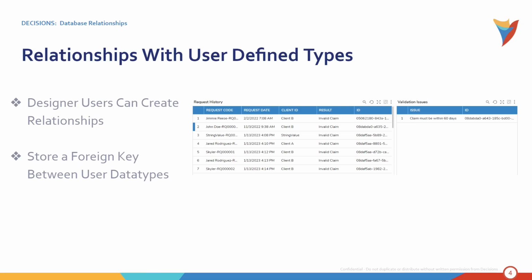Now, what you can do with relationships is say, hey, since I know the ID of the request history is stored in the request ID field of the validation history, I'm going to add that relationship in Decisions so I can report over it. That's the cool thing about relationships inside of Decisions. You can do this manually when you create your own types, or you can take advantage of the native relationships with the Decisions native types inside of it.